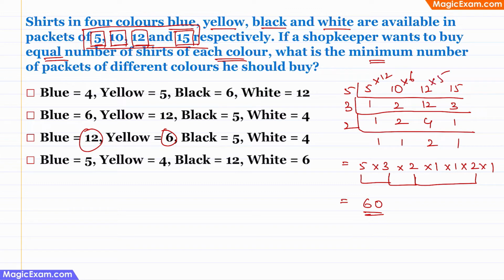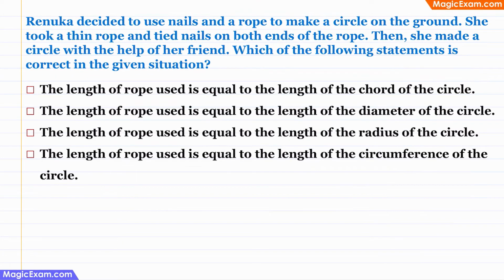Then 12 into 5 is 60, therefore it has to be 5 here. And 15 into 4 is 60, so it has to be 4. So option 3 is the correct answer here. If the shopkeeper buys 12 packets of blue shirts, 6 packets of yellow shirts, 5 packets of black shirts, and 4 packets of white shirts, then he will have 60 shirts of each color in his shop.